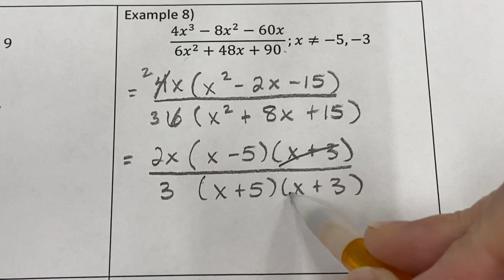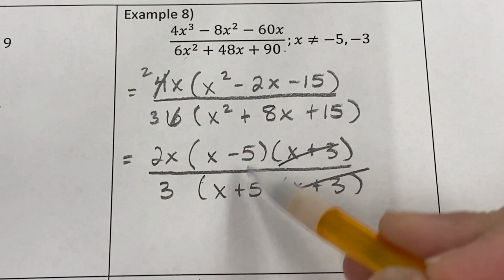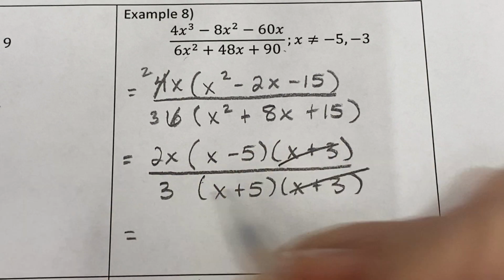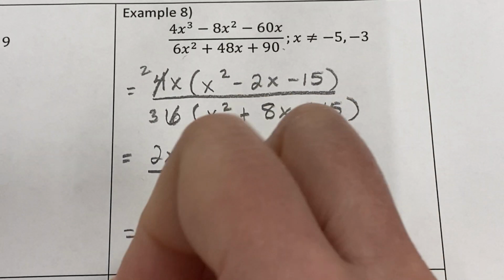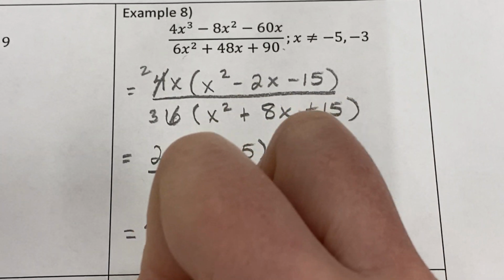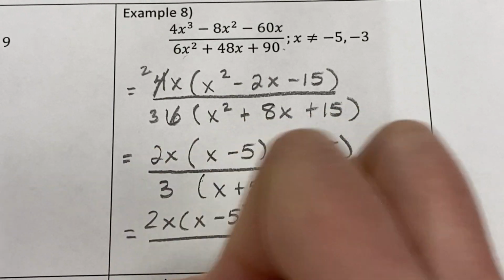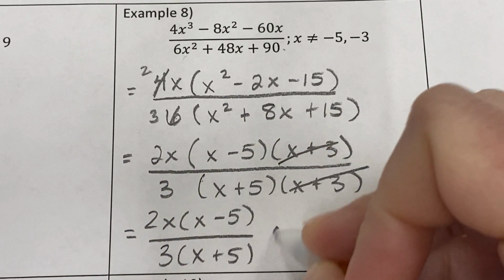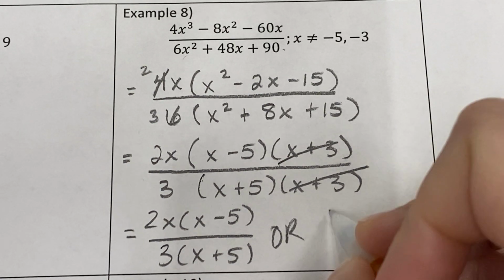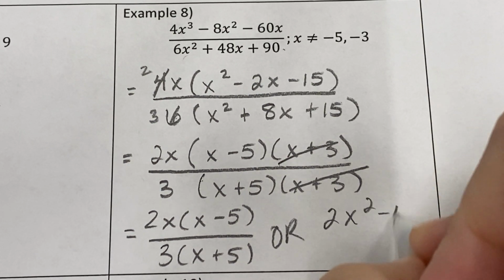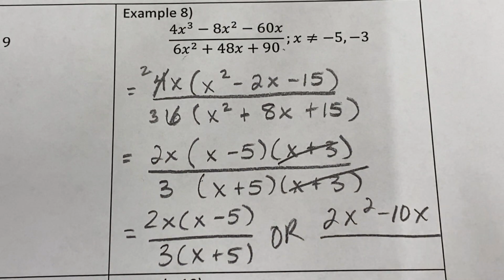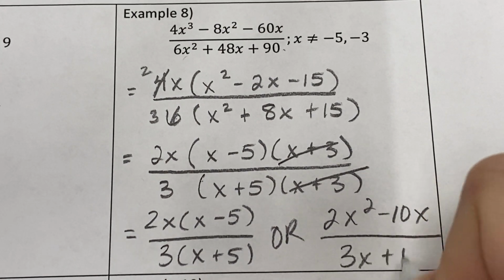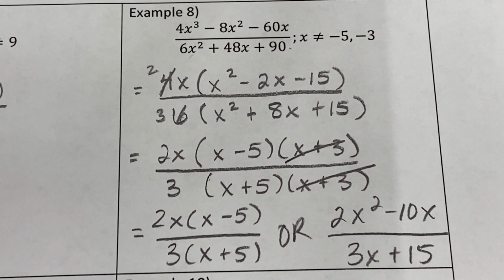So those cancel. These do not. They're not identical. One's a minus, one's a plus. So it may look like this. 2x times the quantity x minus 5 over 3 times the quantity x plus 5. Or maybe they'll distribute and get 2x squared minus 10x over 3x plus 15. Both answers are correct. And personally, I would accept either one.